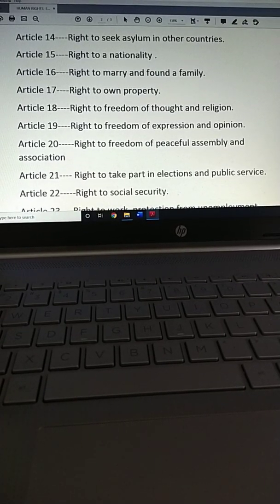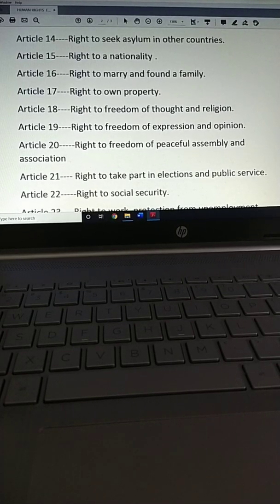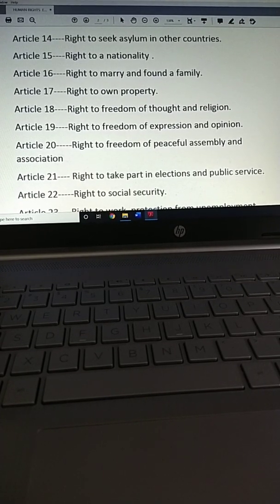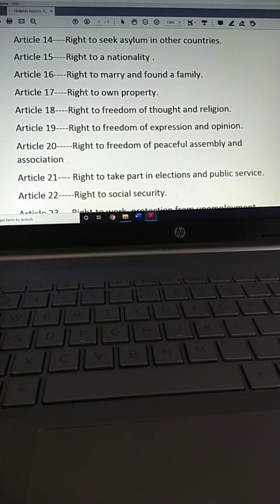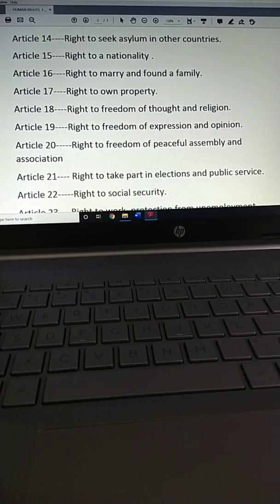Article 16 is a social right. It is the right to marry and found a family. This is a basic right which UDHR gives. Article 17 is right to own property. Everybody has the right to own property, which is very essential for the development of modern day capitalist economies.